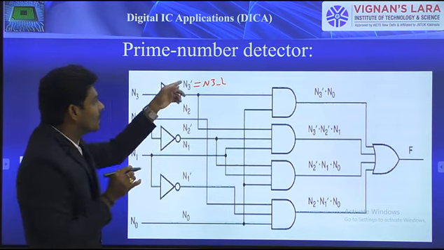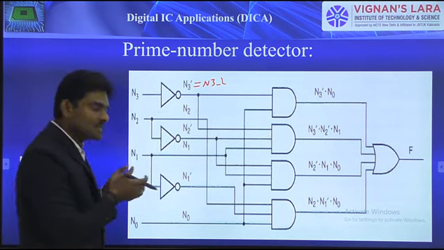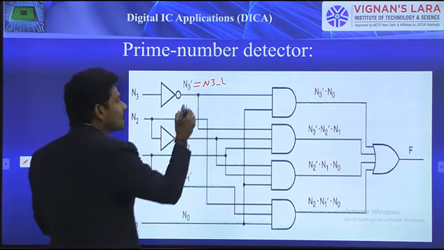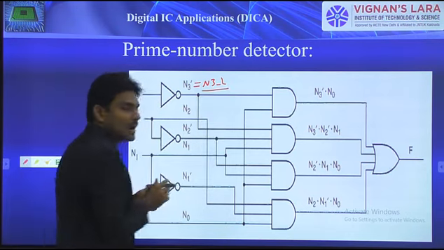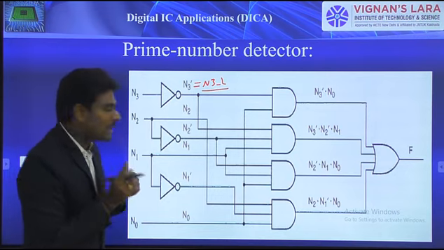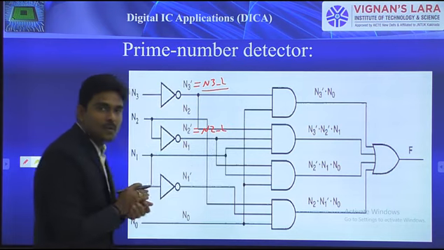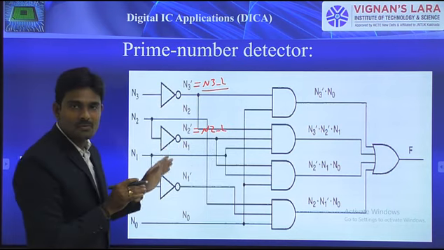Because of the N3 bar, that bar you can't type using the keyboard, it seems to be difficult. In that regard, N3 bar I am representing with an equivalent name, N3_L. In the same way, N2 bar is N2_L. Even the suffix I am not going to consider.